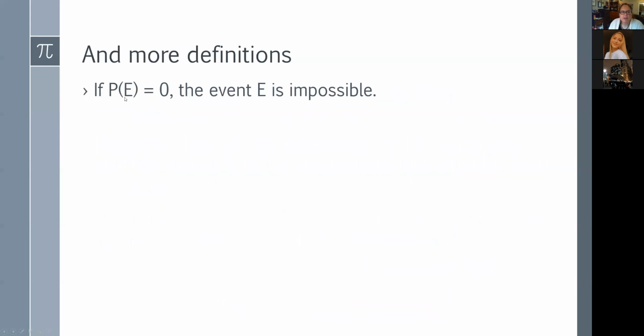If the probability of an event is 0, then the event is impossible. If the probability of the event is 1, that means that it's certain. And remember, 1 is the same as 100%.